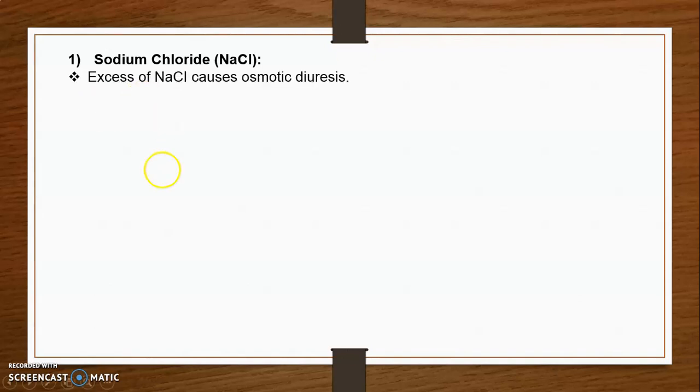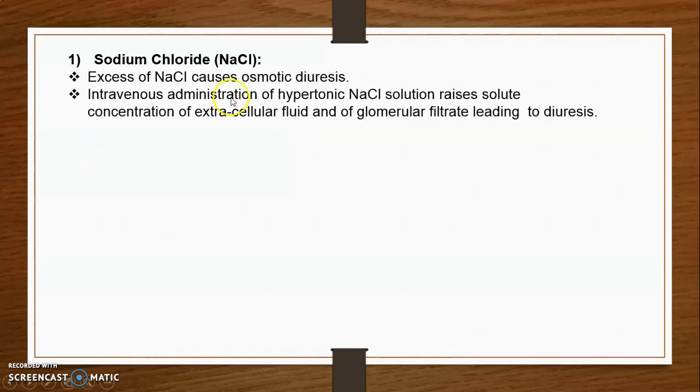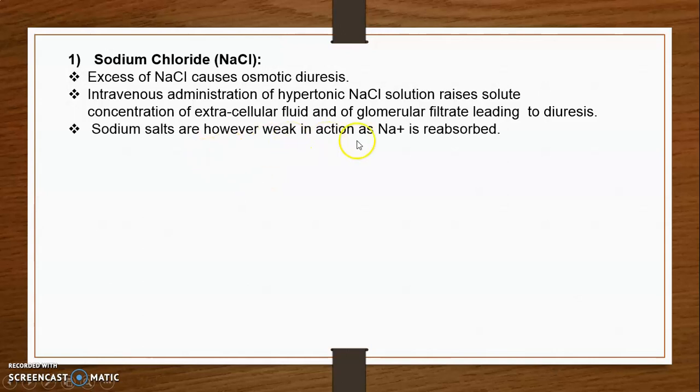Excess of NaCl causes the osmotic diuresis. Intravenous administration of the hypertonic NaCl solution raises the solute concentration of the extracellular fluid and of the glomerular filtrate, leading to the diuresis. Sodium salts are however weak in the action as sodium is reabsorbable.